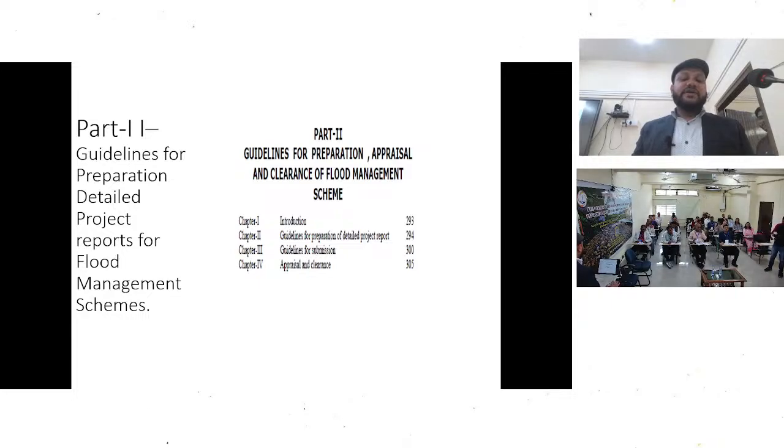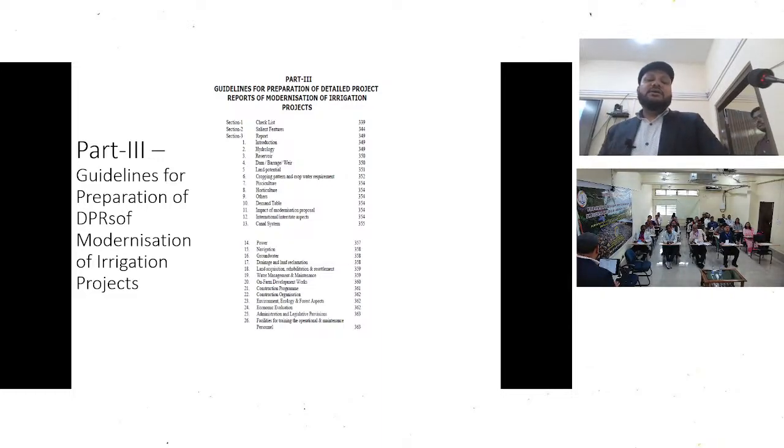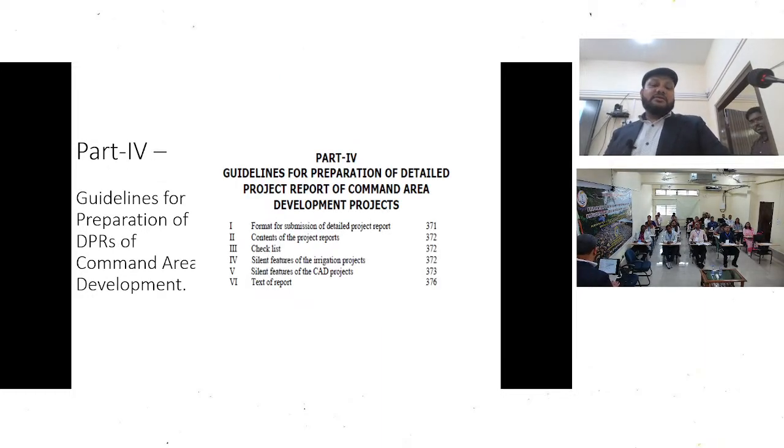This is the flood management. These chapters are there. And if we are preparing any DPR, especially for a state government, ERM, meaning modernization of any irrigation project, then part 3 is there. And if we are only planning for irrigation command area development, then part 4. It's a big volume, around 600 pages, and it's divided into different parts.